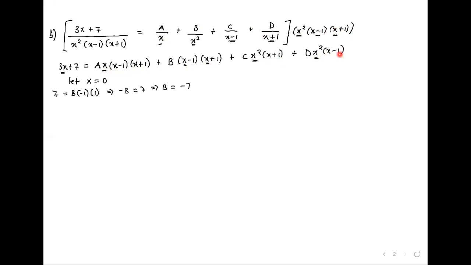Now I want to find the value of A, the value of B, the value of C, and the value of D. How do we do that?